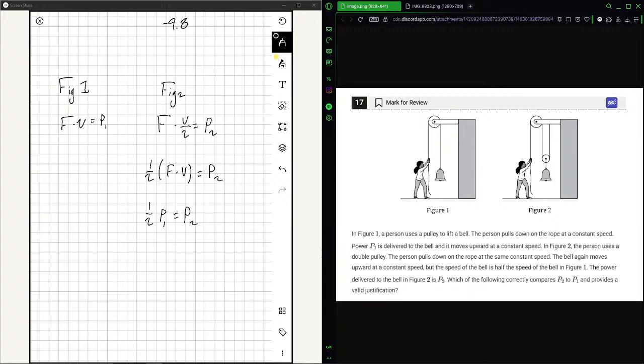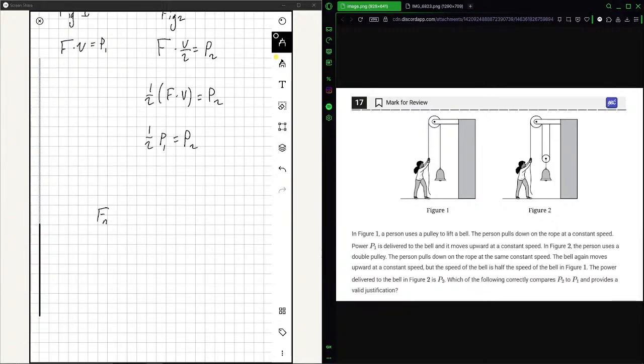Okay, sure. They both have to have enough force to lift the bell up, which has the same mass. So the forces exerted are going to be the same, since it's moving at a constant speed. That's important information. That means F net is 0, right? Because otherwise there would be acceleration. So the force of gravity on the bell has to be equal to the force pulling upwards. They have the same force because the bell has the same force of gravity, and in both situations they're moving at a constant speed.